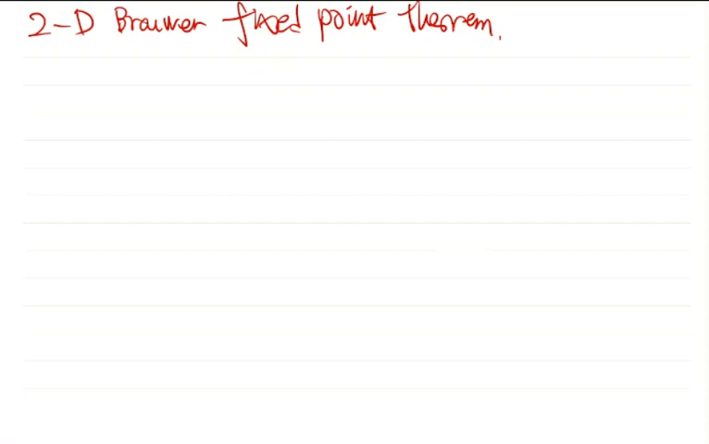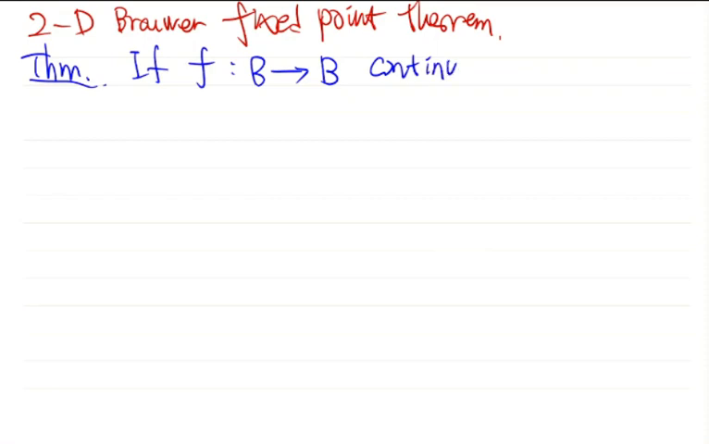The theorem says that if f is continuous, here B is the closure of the unit ball, that is the closed ball, unit closed ball, then it has a fixed point.